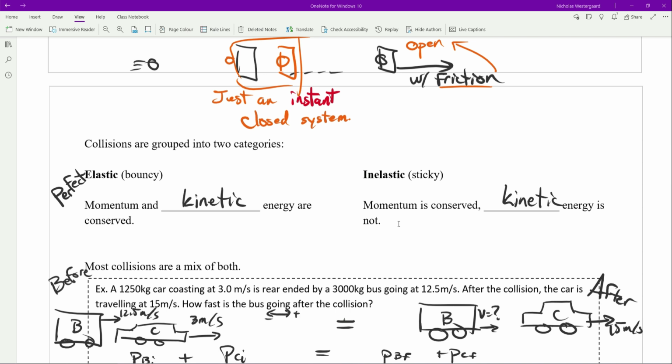Now you might be thinking, Mr. Westergaard, I know you talked about the law of conservation of momentum, so momentum is conserved, that's fine, but isn't there such a thing as the law of conservation of energy?